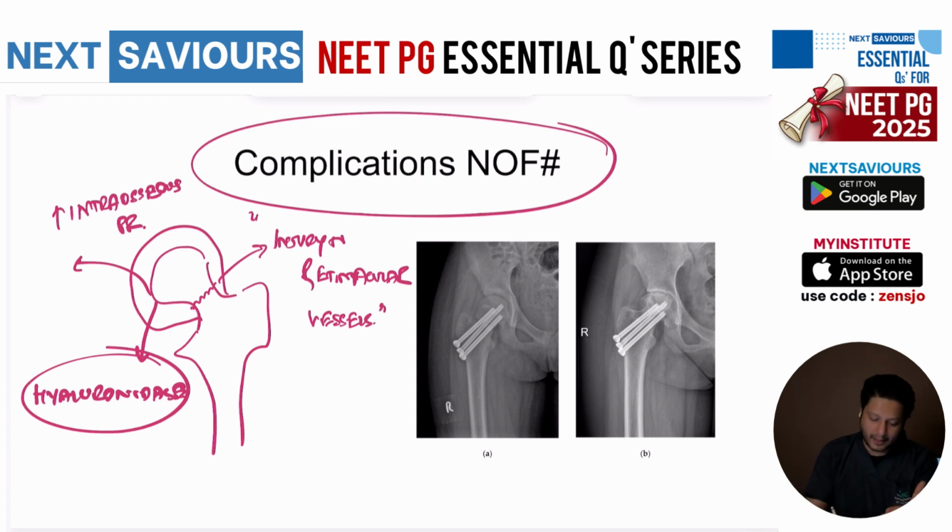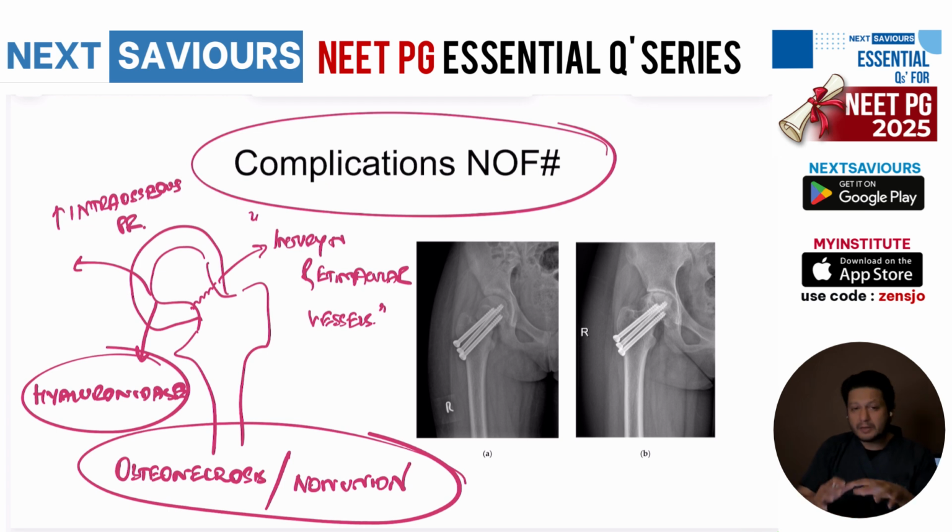And that is the reason why the most important complications, over which the entire management of that patient would be decided, are osteonecrosis of the head of the femur and non-union. Now it becomes much easier for us to understand how the management is being decided.